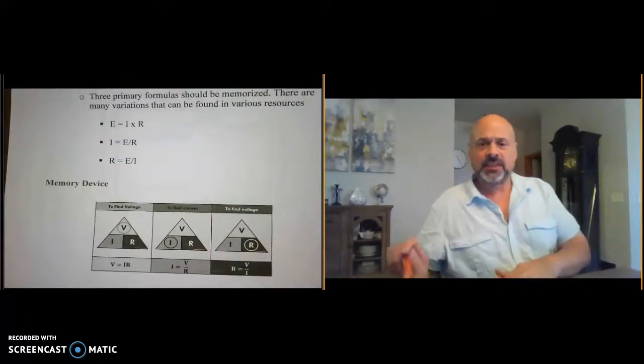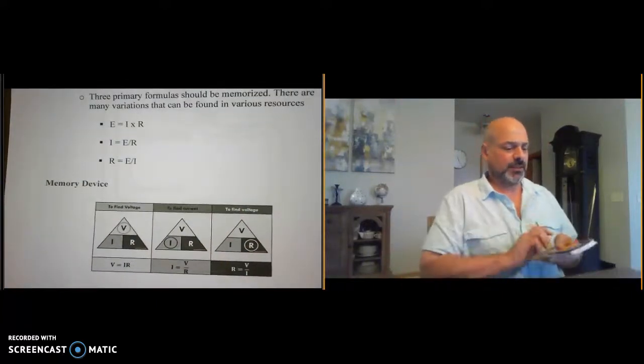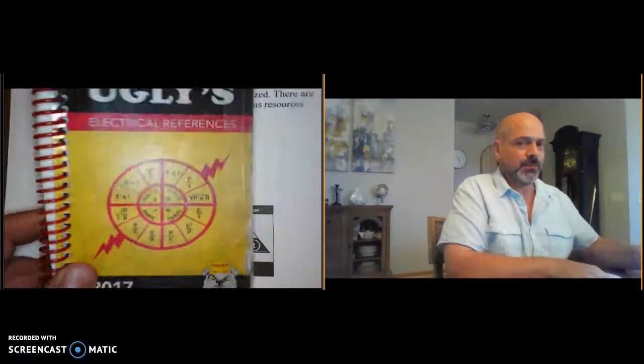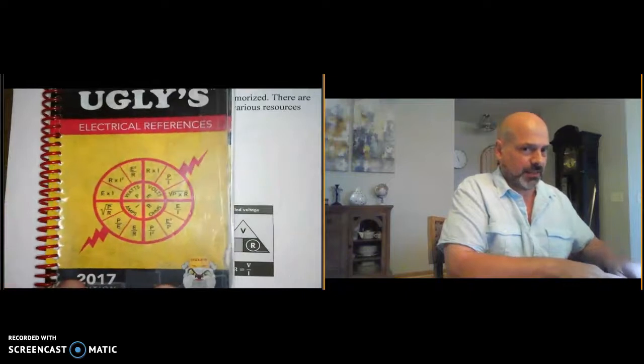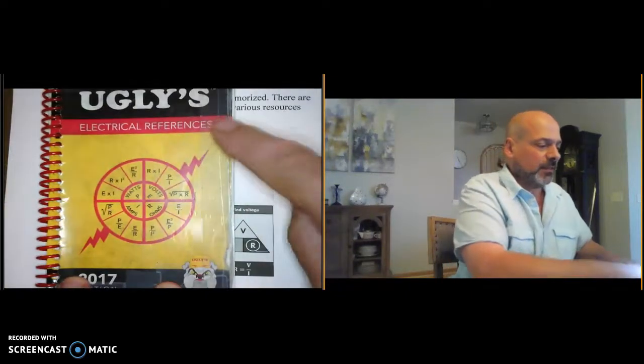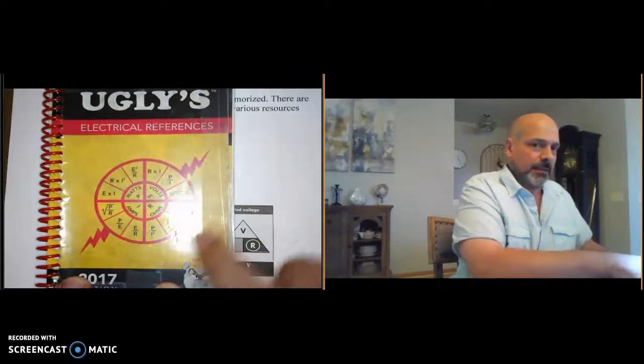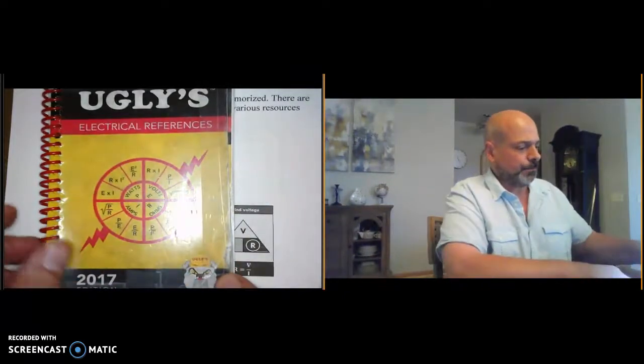There are a lot of variations of these formulas as we get into this further, but usually you want to use some type of resource. This is a common one, the Ugly's book. These are many of the variations.